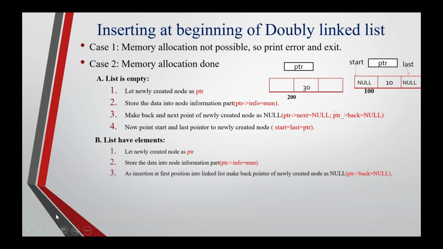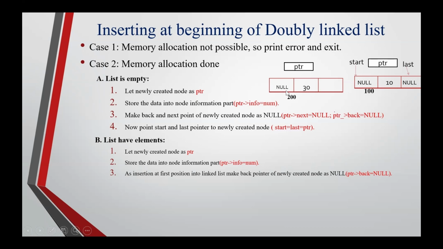Then, as it is insertion at the first position, because we are going to insert at the first position in the linked list, make the back pointer of the newly created node null, because this node is going to be first, which means there is no previous node. So in this back part we store a null value, because there is no previous node, since this node is going to be the first node of the linked list. The first node of the linked list means there is no previous.